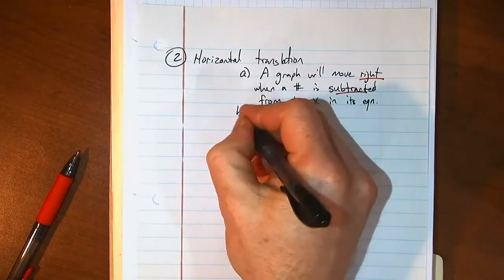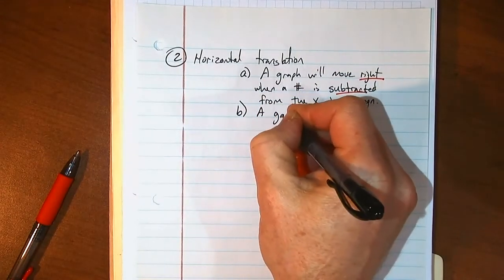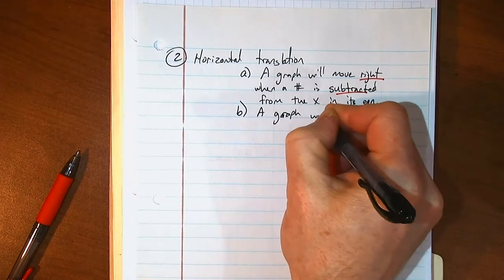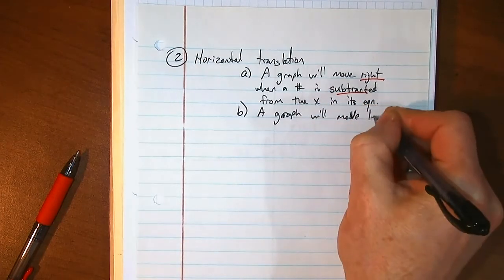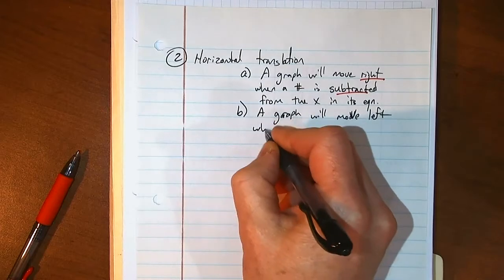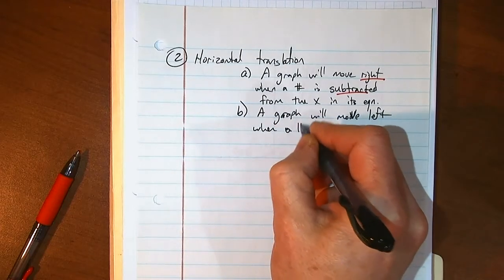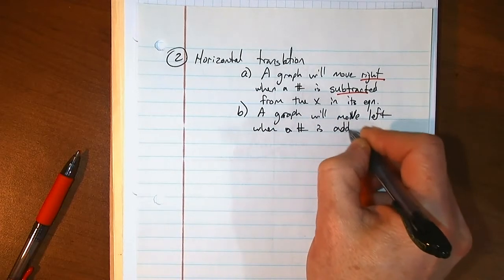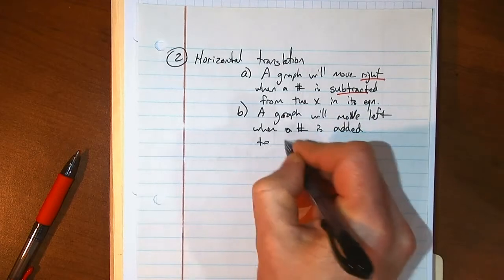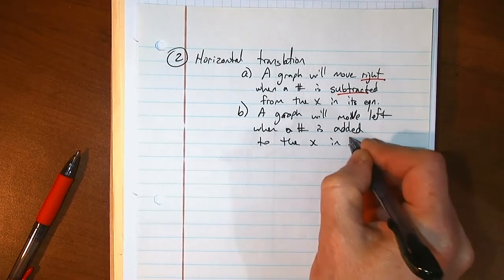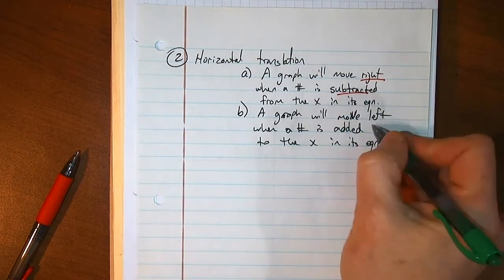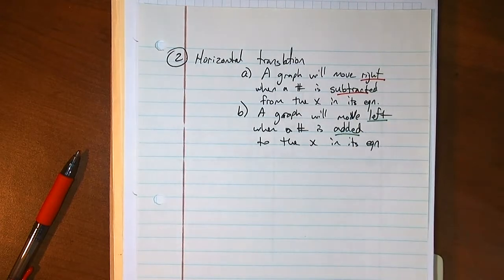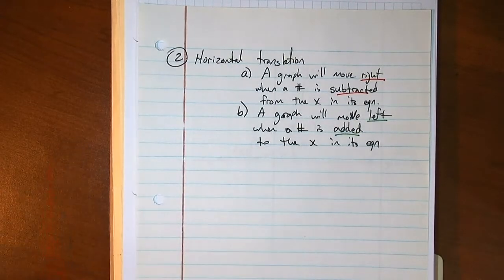And the second half of the rule is the graph will move left when we add a number. Okay, so now we're moving left when we add a number. Okay, so those are our first 2 rules.